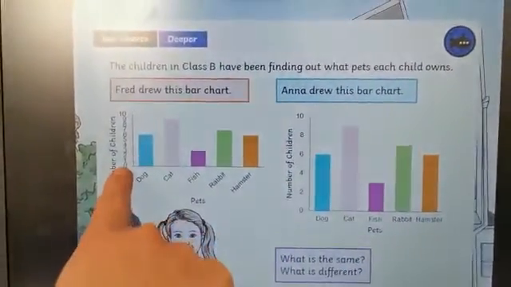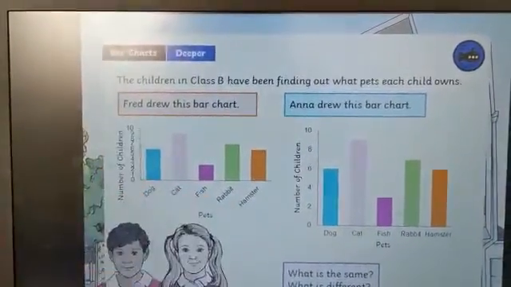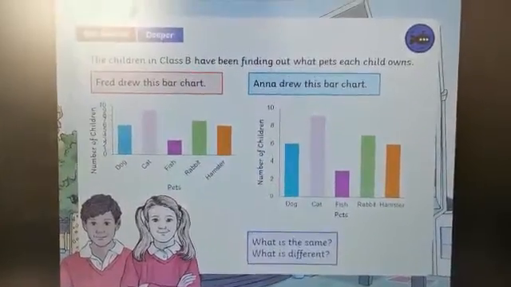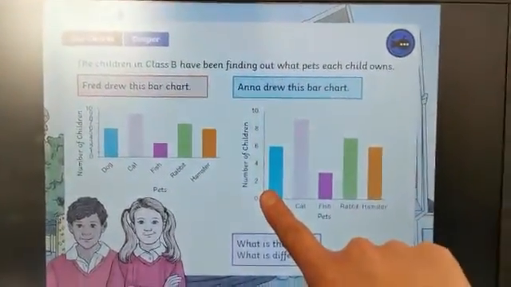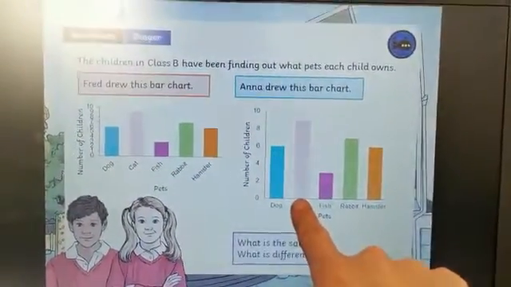Over here we've got starting at 0, 1, 2, 3, 4, 5, 6, 7, 8, 9, 10. It doesn't use the same scale. Anna's goes up in 2s, Fred's goes up in 1s, and that's why they look different as well.